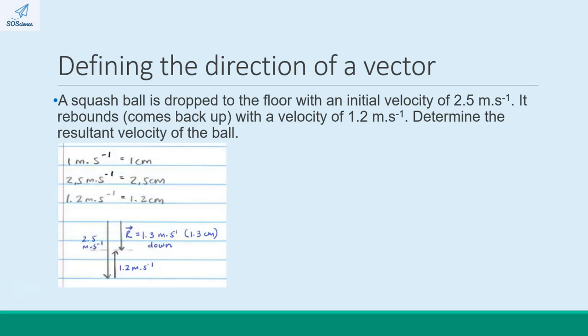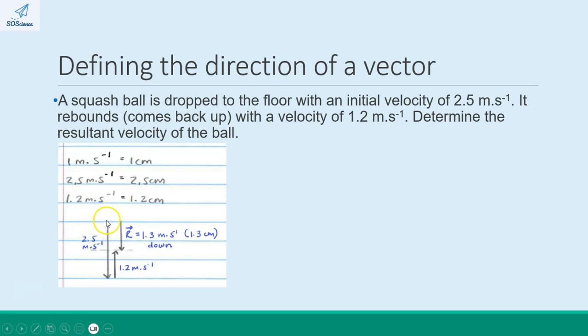So the first thing we need to do here is choose a scale. And I always go for simple scales. So I chose a scale of 1 meter per second is equal to 1 centimeter, which then means that my 2.5 meters per second velocity will be translated to 2.5 centimeters on my ruler. And my 1.2 meters per second velocity will be equal to 1.2 centimeters on my ruler.